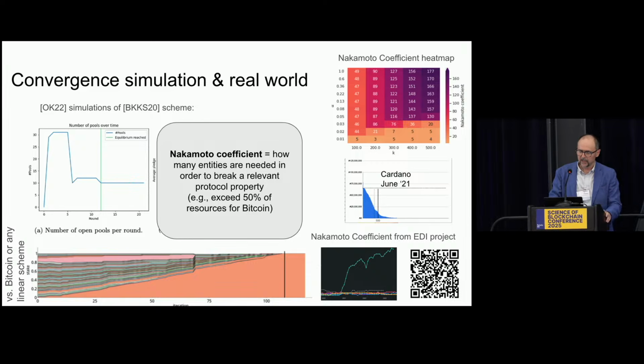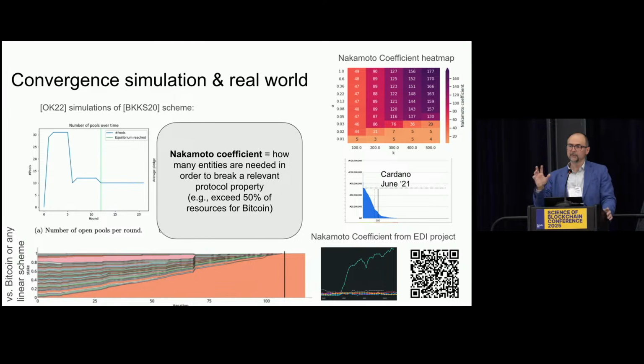So this should be contrasted to a Bitcoin-like linear reward sharing scheme, which follows the logic: more resources in the pool, more rewards. You can see a simulation of this at the bottom of the slide, which converges to a single pool, even if it is forced to start from the highest possible decentralized state.